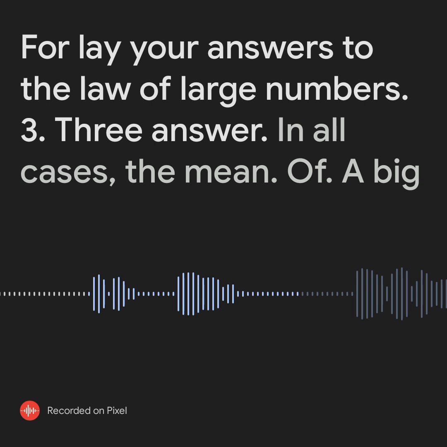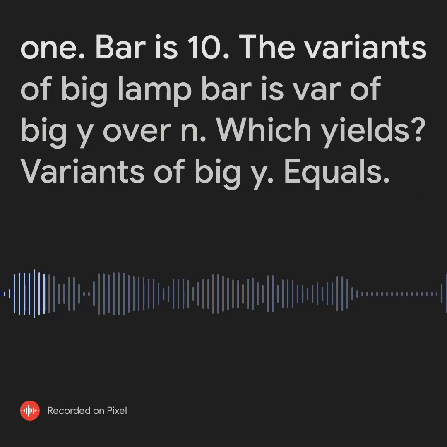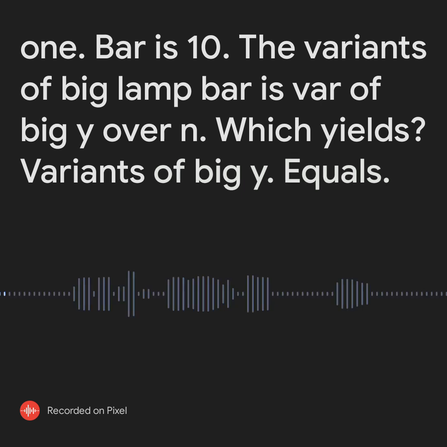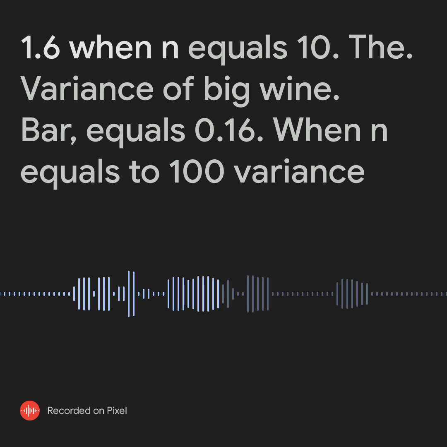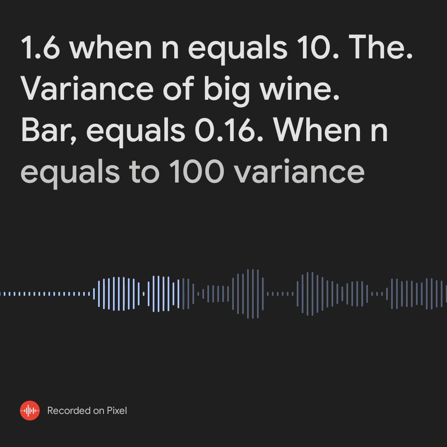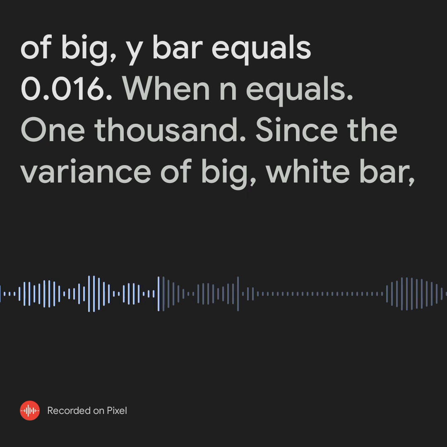3.3 answer. In all cases, the mean of big Y bar is 10. The variance of big Y bar is var of big Y over n, which yields variance of big Y bar equals 1.6 when n equals 10, the variance of big Y bar equals 0.16. When n equals 100, the variance of big Y bar equals 0.016.